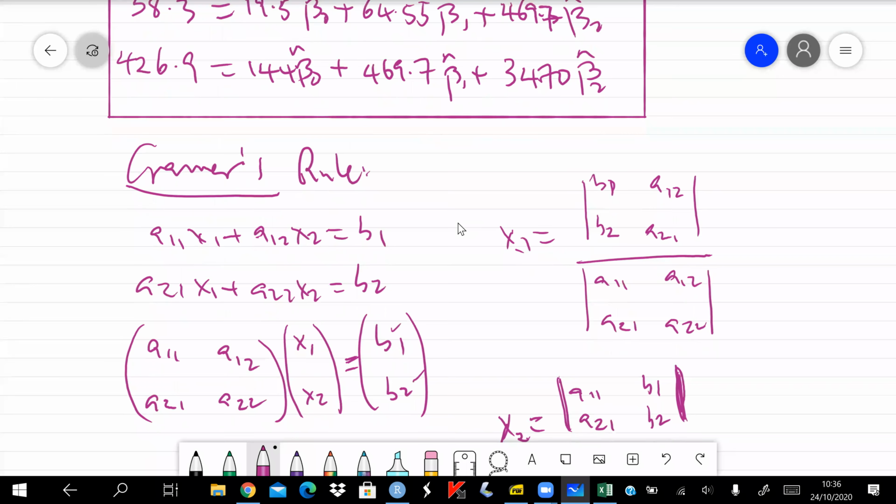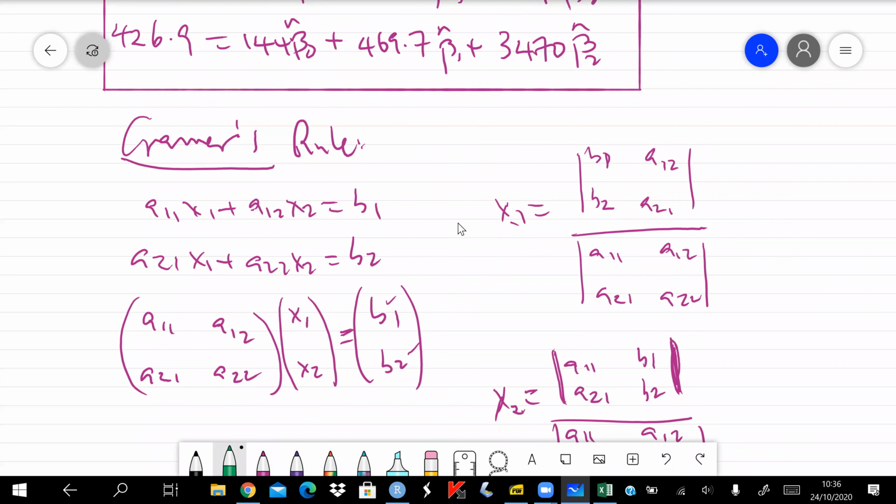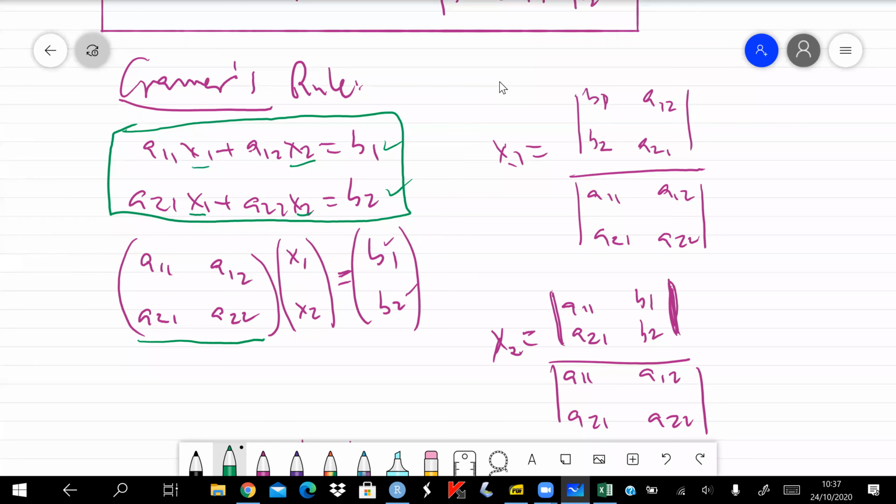So using Cramer's rule, let's consider two simultaneous equations, or two linear equations with two unknowns. So we have A11 x1 plus A12 x2, where x1 and x2 are the unknowns. So this system of linear equations can be written in matrix format like this: this is A, and this is X, and this is B. The objective is to find the value of X.